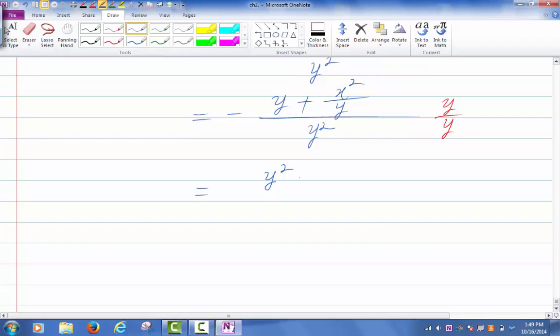Okay, so y squared plus what? X squared divided by y cubed, and I have a negative sign in front. Is everybody okay? So that's the second derivative. Any questions at all?